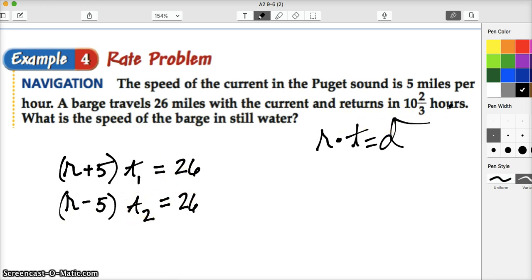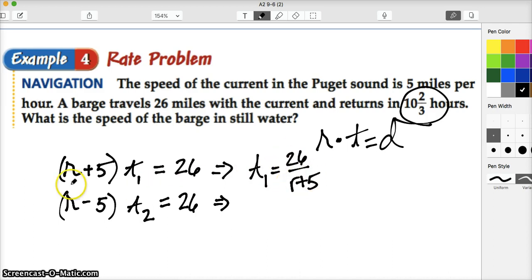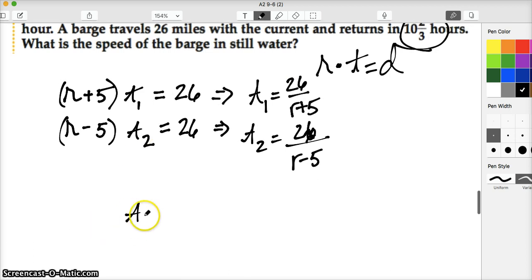So the information that we're given in this problem is the total time. So what I'm going to do is take both of these equations and solve them for t. So t sub 1 would be 26 divided by r plus 5. You see that, divide both sides by r plus 5. And then t sub 2 would be 26 divided by r minus 5. And so what we need to do is to realize that t sub 1 plus t sub 2 has to equal our total time of 10 and 2/3 of an hour.